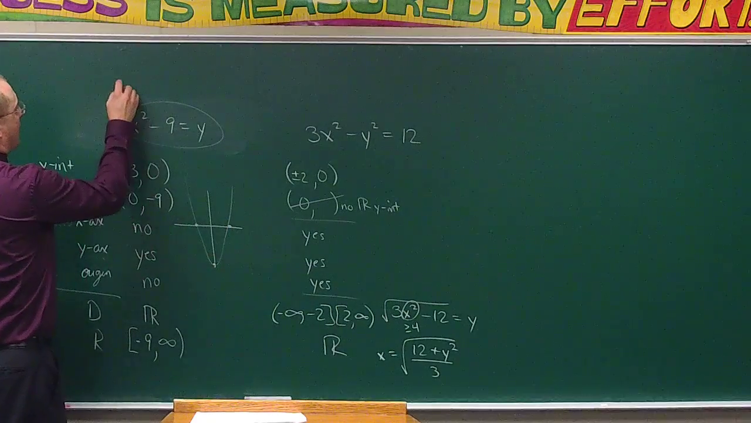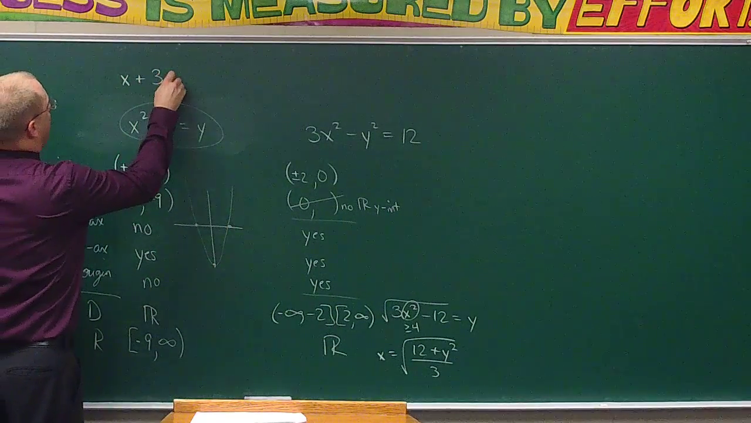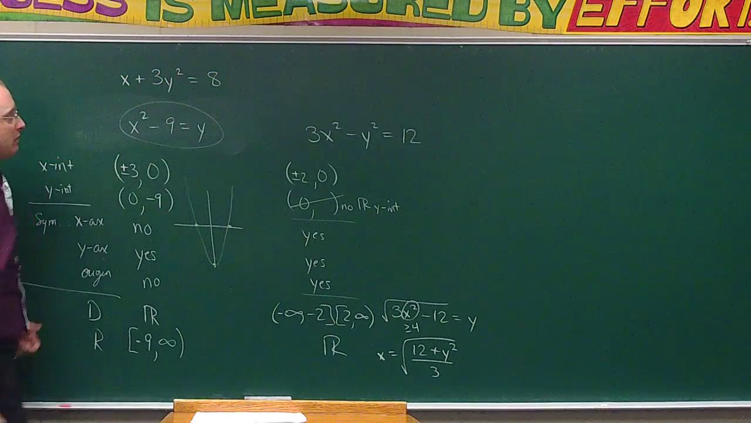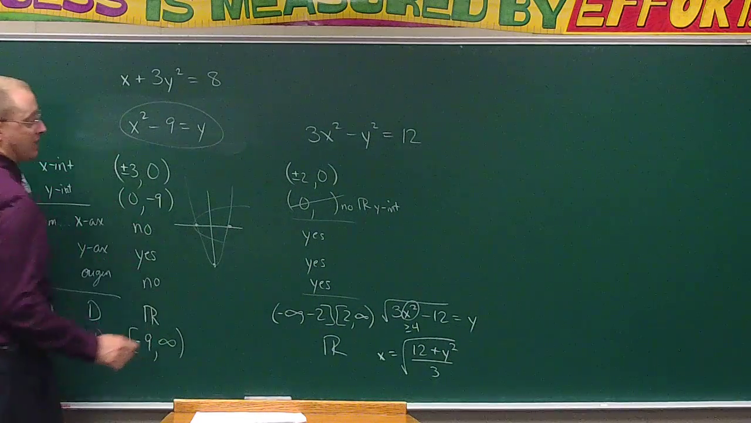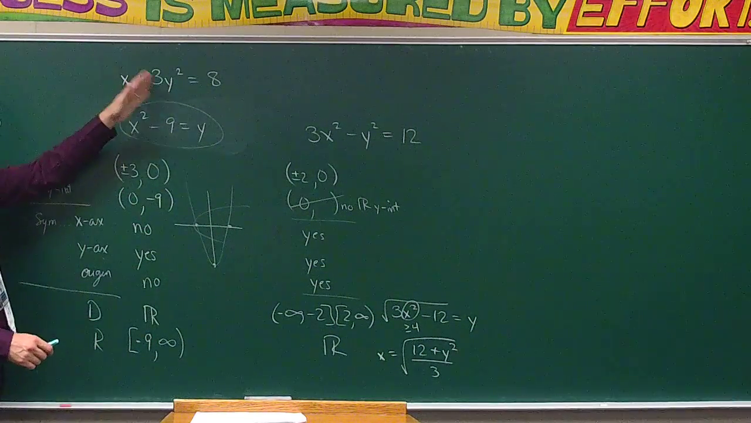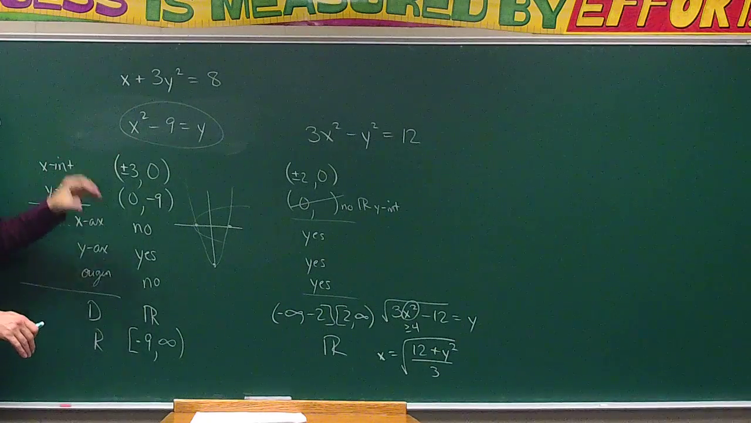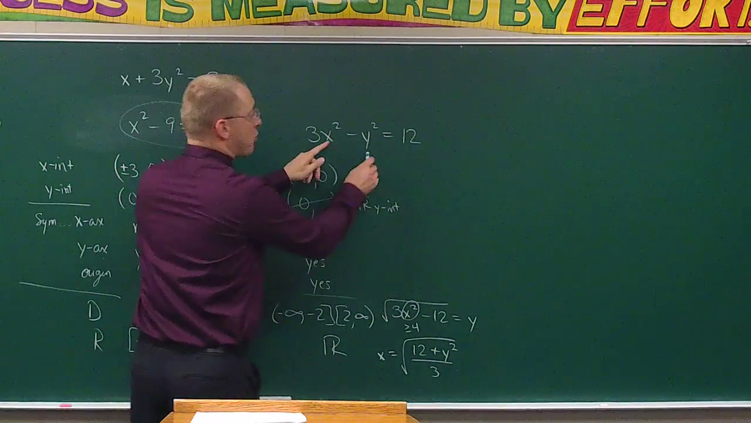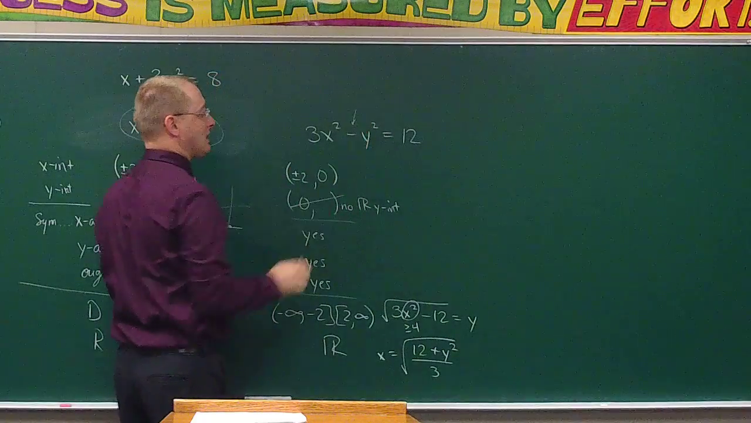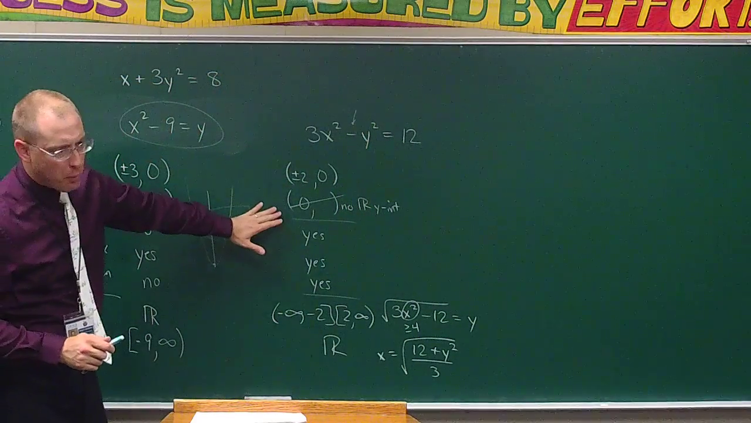Now, if it said x plus 3y squared equals 8, would that be a parabola? No, because it's being added. Wait. It still would. It would just go sideways. But anytime one is squared and one isn't, added, subtracted, doesn't matter, it's always going to be a parabola. Now, here, they're both squared, and they're subtracted. We don't even get any y-intercepts.